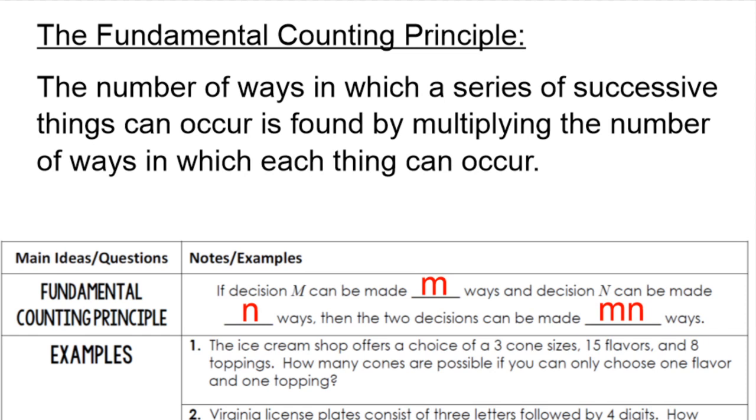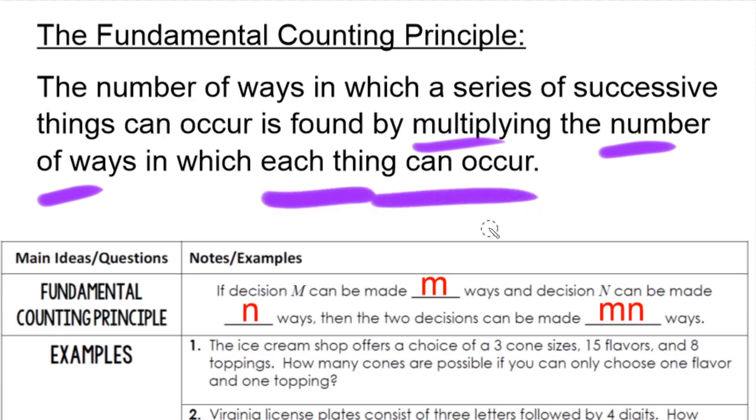So, we're going to start with the fundamental counting principle, the basic premise of what we base statistics off of. The fundamental counting principle is the number of ways in which a series of successive things can occur. Well, let me rephrase that. The number of ways in which a series of successive things can occur is found by multiplying the number of ways in which each thing can occur. All right, key words at the end here. Grammar aside, it's about multiplying the number of ways in which each thing can occur.